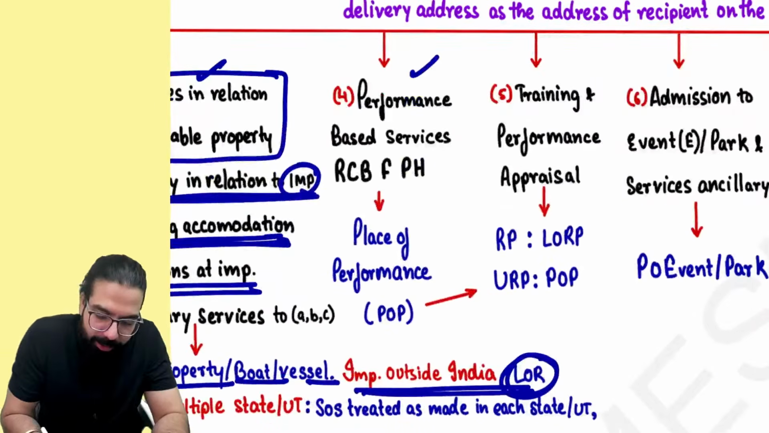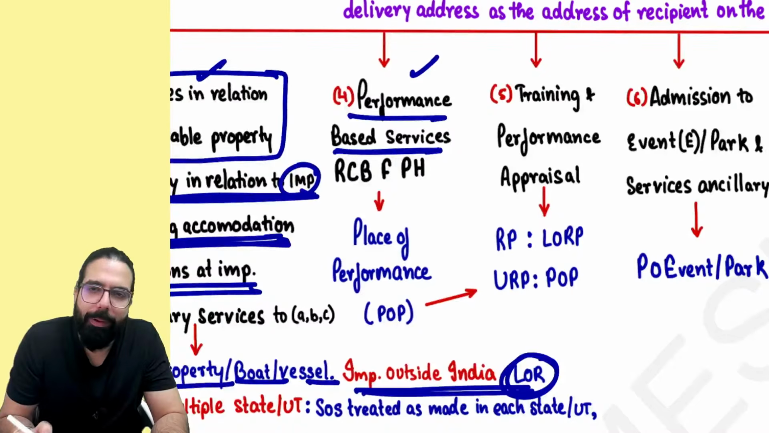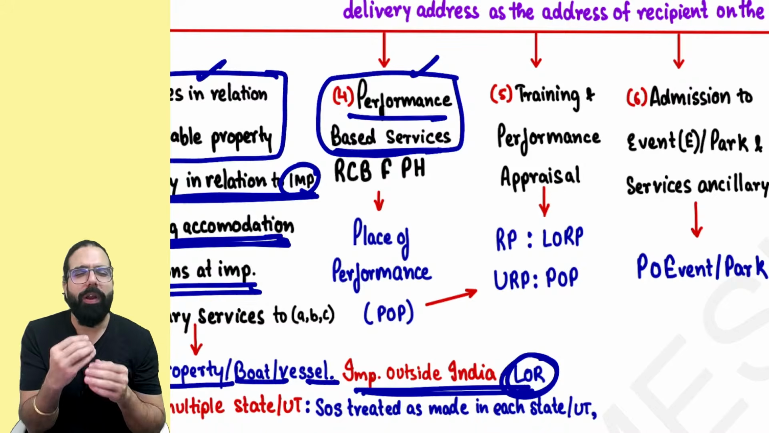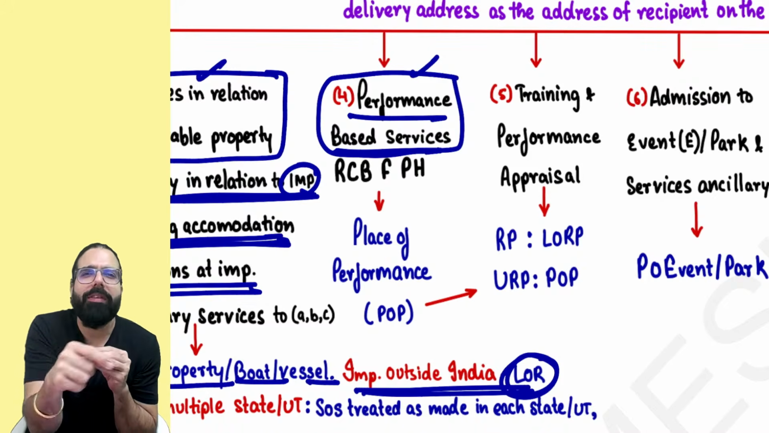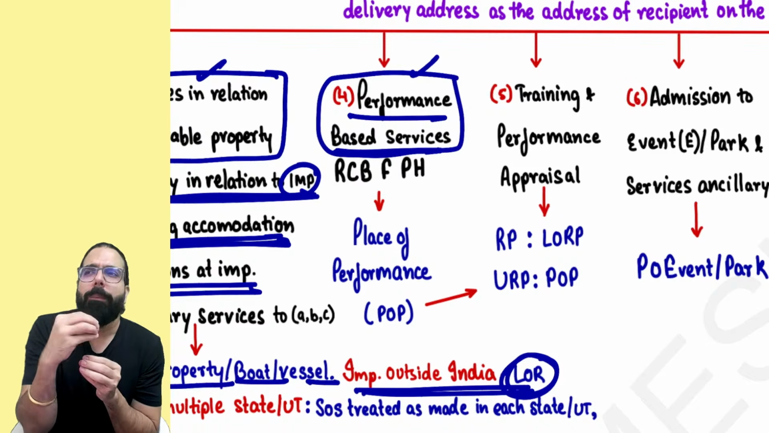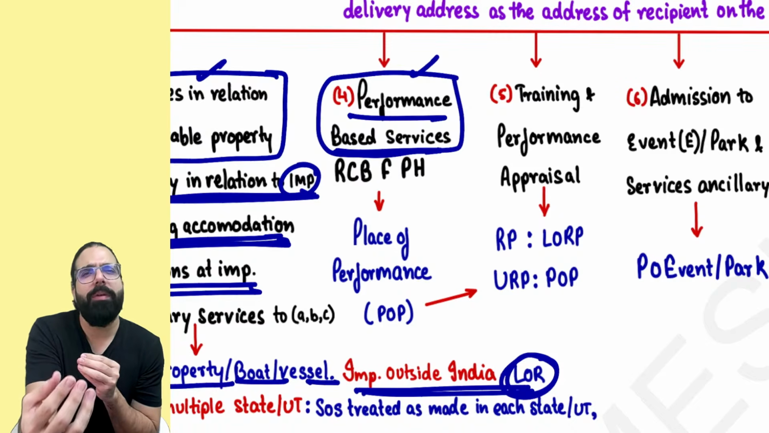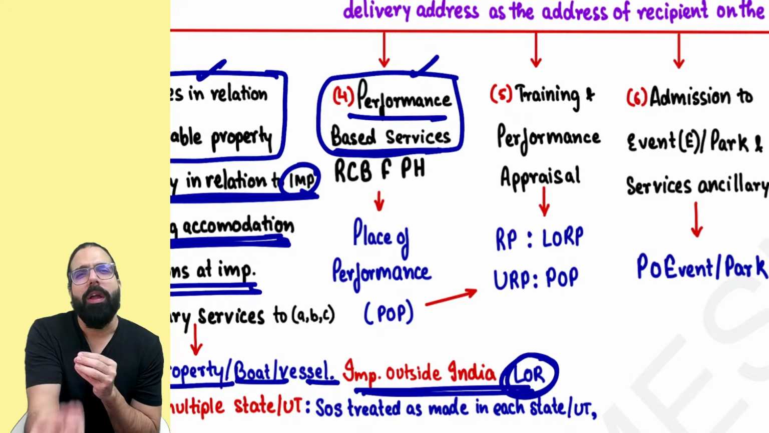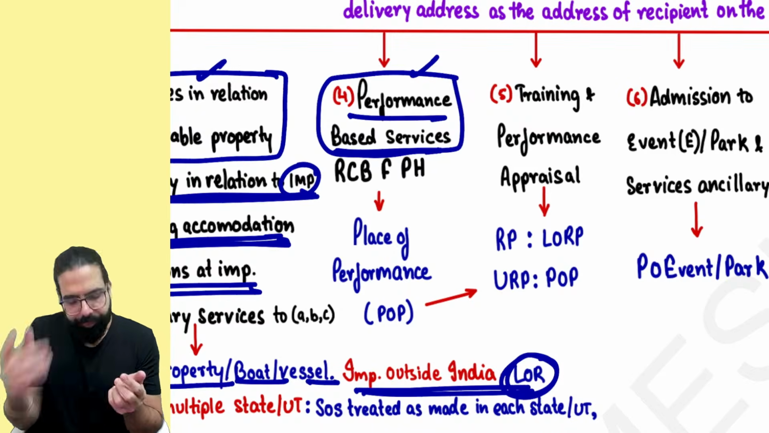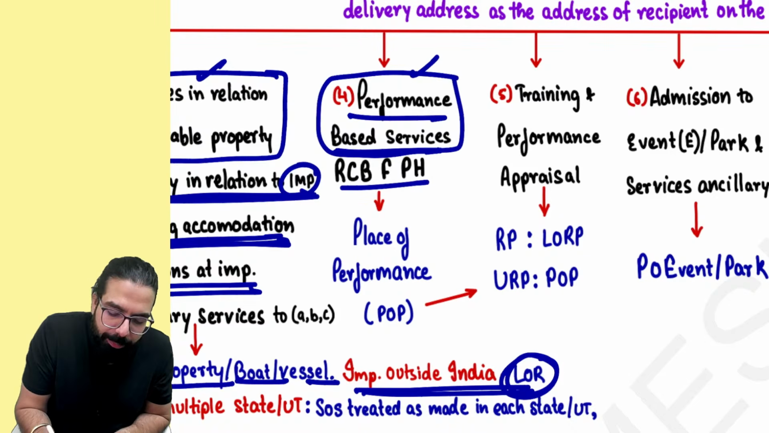The next one is performance-based services. What do you mean by performance-based services? Performance-based services means when you have to perform the service. For example, I have to do a cosmetic surgery, I have to perform it on you. Or I am giving you food and beverages, supplying hotel and restaurant services, that is, I am performing the restaurant services. So what are the various performance-based services?